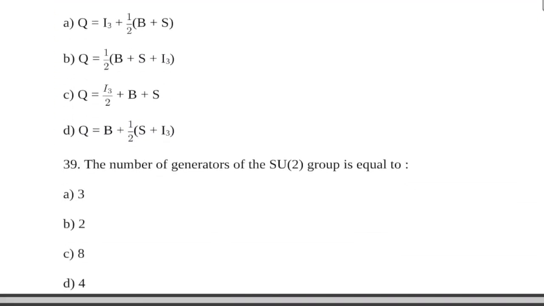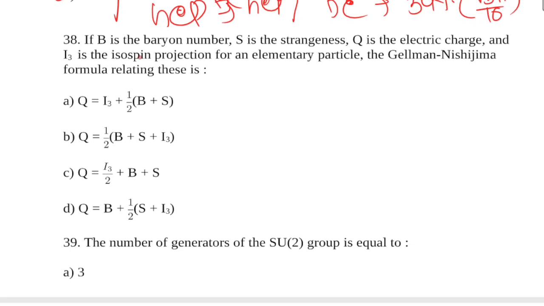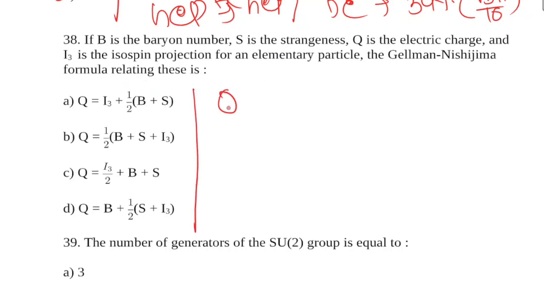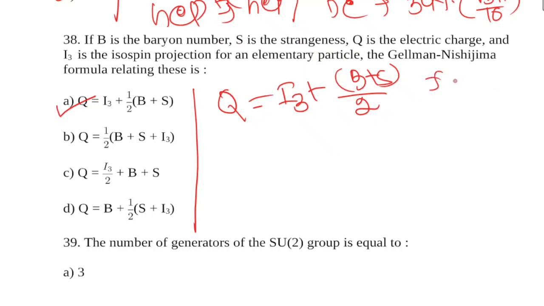Next, if B is the baryon number, S is the strangeness, Q is the electric charge, and I3 is the isospin projection for an elementary particle, the Gell-Mann-Nishijima formula relating these is. Okay. So here you should also remember this: Q equals I3 plus (B plus S) by 2. So the correct option is option A. Here this B plus S is represented as hypercharge. Okay. Hypercharge.